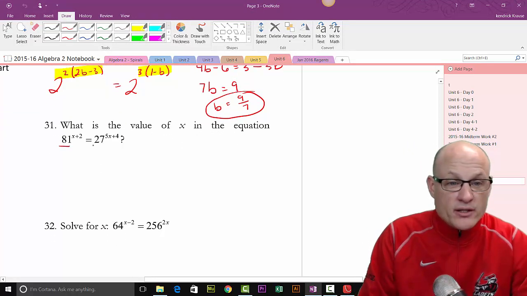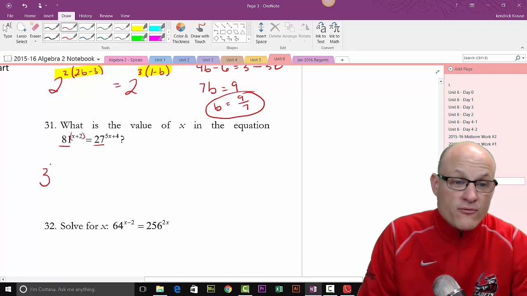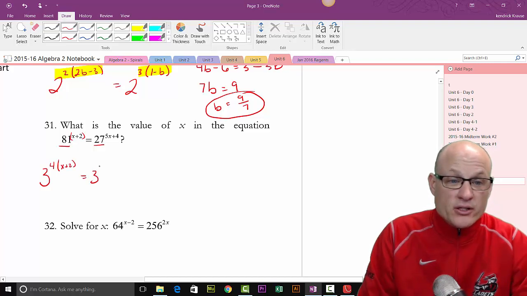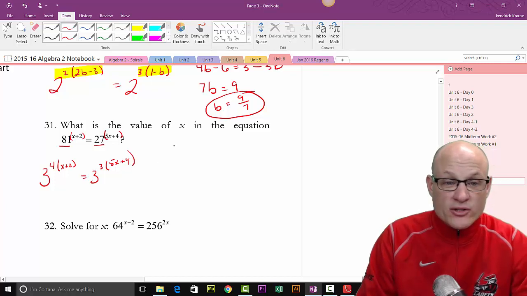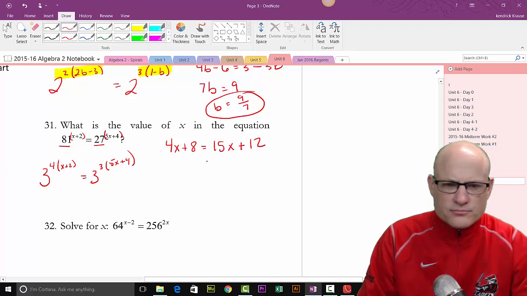All right, so 81 and 27. We're going to convert these down to 3. So this would be 3 to the 4th times x plus 2 equals 3 cubed times 5x plus 4. And again, once they're equal, you set the exponents equal to each other. So it's 4x plus 8 equals 15x plus 12. Bring this over, I get 11x equals negative 4.